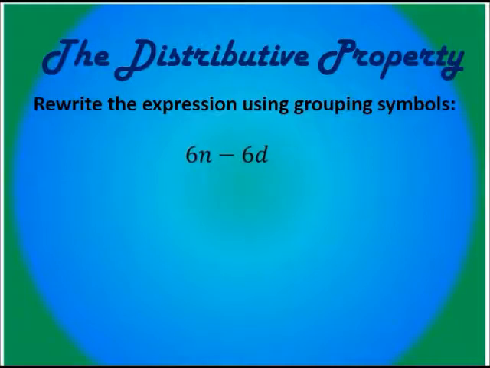Now this one has 2 variables in it, and don't let that mess you up because it's the same exact process. We want to look for any factors that we have in common. They have a 6 in common, so let's go ahead and put the 6 out front. Cross those out. What are we left with? n minus d. And that's our final answer.